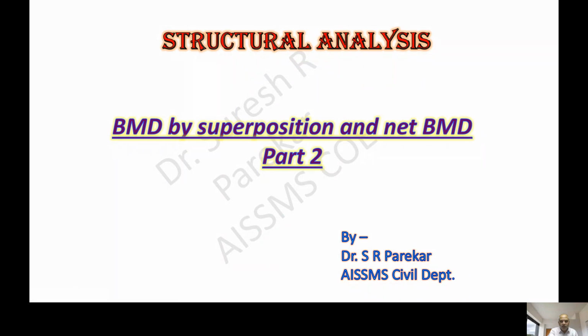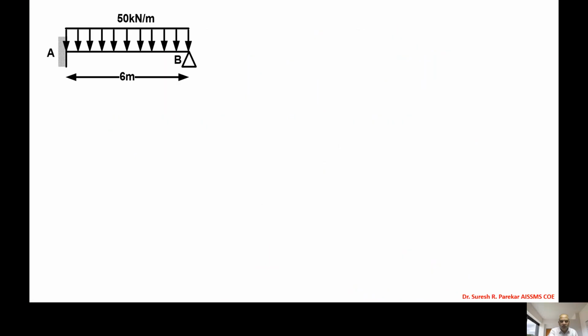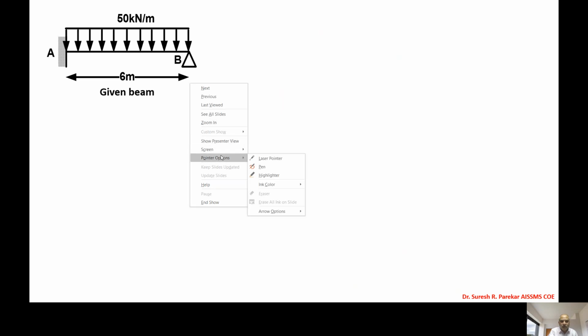Good evening. Now we will see the second part of this, how we will plot BMD on the tension side and compression side. Here we are with two problems. So we have this beam with UDL, a proper cantilever. When we say proper cantilever, the second support should always be a roller support. So we have this support as a roller support. Now this is the given beam.